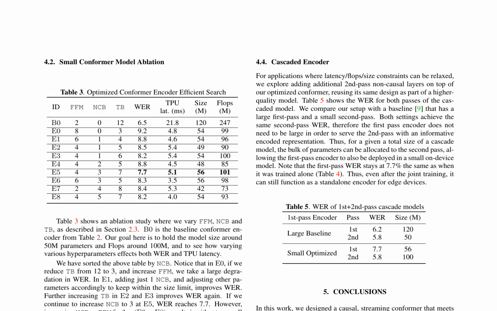The authors present an ablation study in Table 3, which demonstrates the impact of different hyperparameter settings on the model's performance. By optimizing these parameters, they managed to reduce the model size by a factor of 2.1, latency by a factor of 6.8, and computational requirements by a factor of 2.7. However, this optimization comes at the cost of a slight degradation in word error rate, WER, from 6.5% to 7.7%.